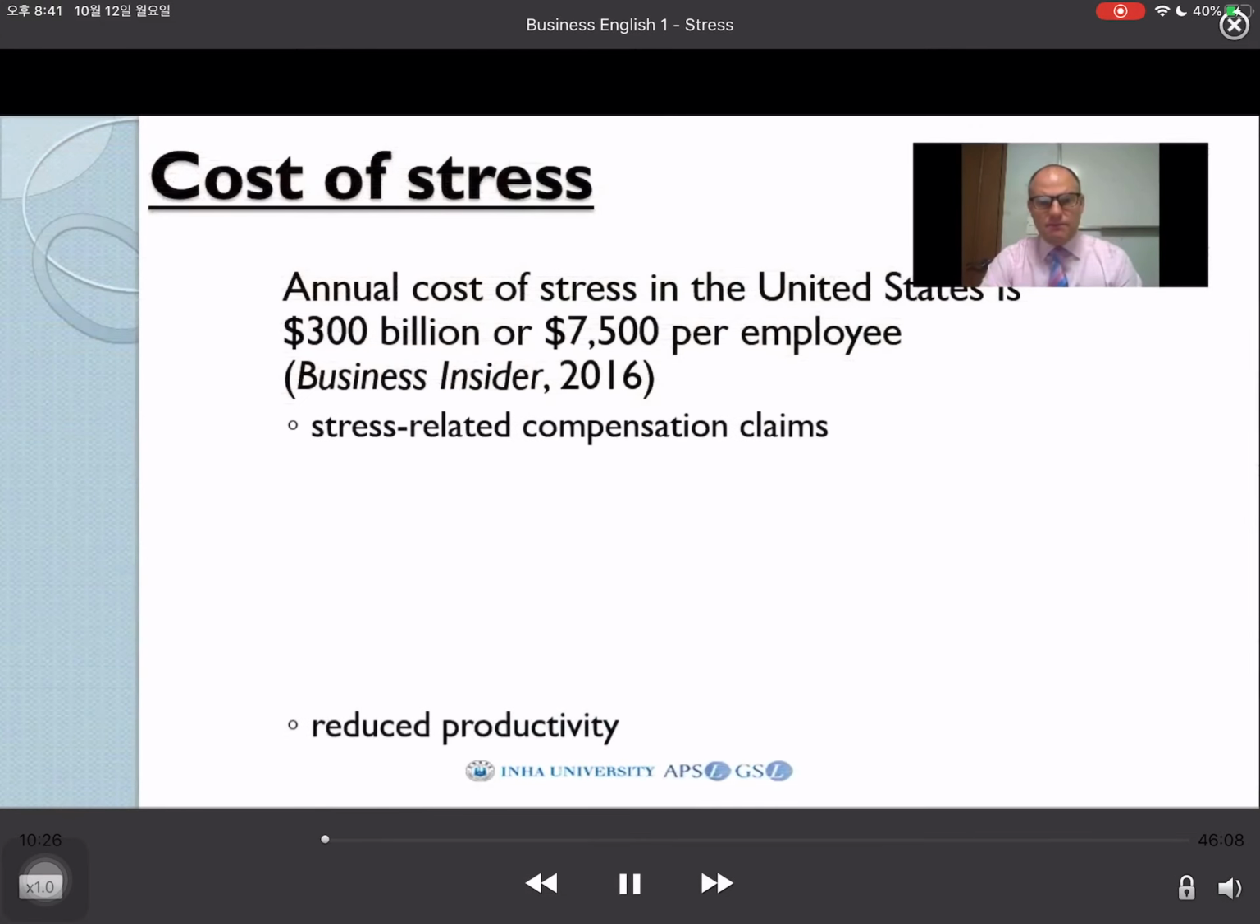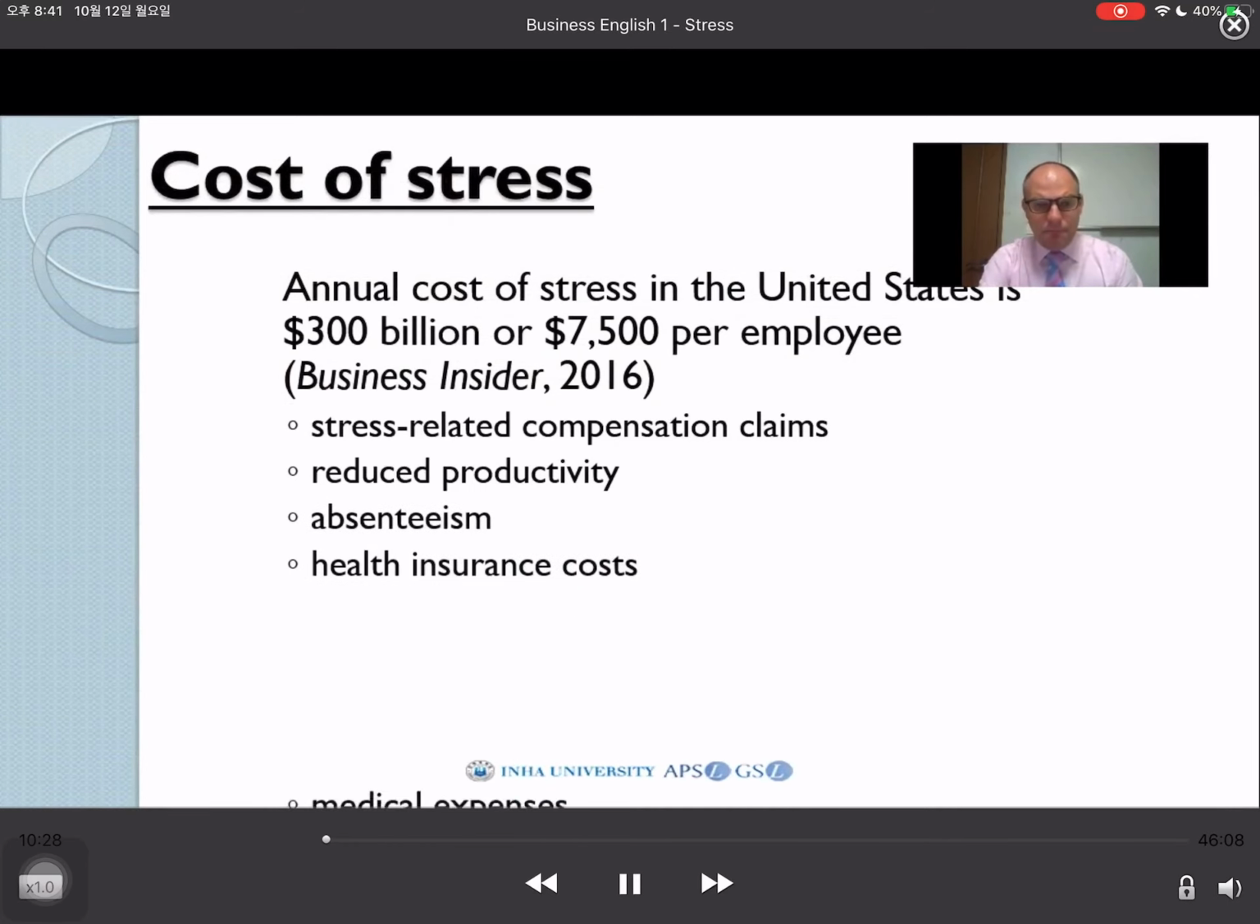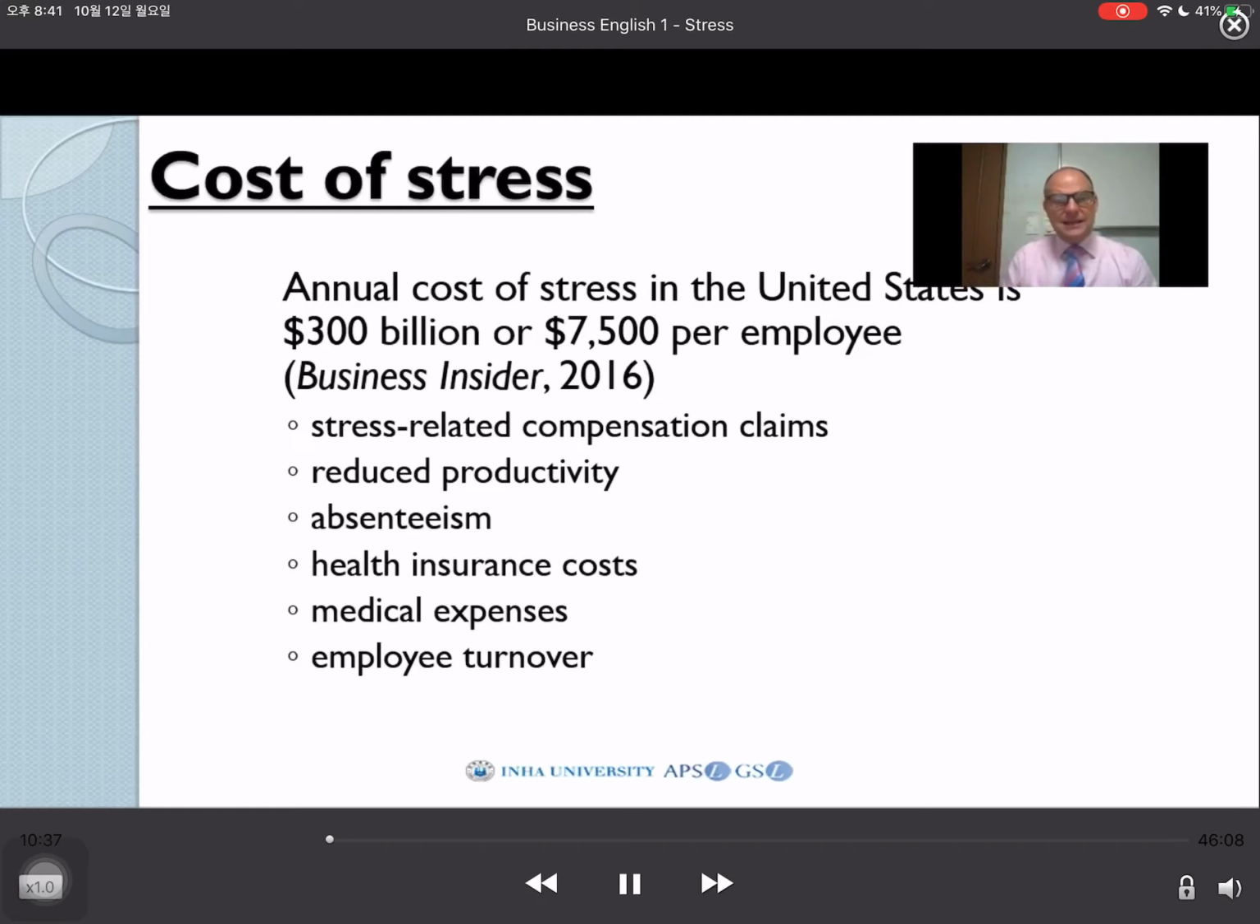I found some pretty interesting data. The annual cost of stress in the United States is $300 billion. So that's a little bit old, that statistic now, but still it gives you an idea of how much stress is costing business in the United States alone. Stress-related compensation claims, reduced productivity, absenteeism, exactly what I said, health insurance costs, medical expenses, employee turnover, again, that having to hire new staff and train them up.